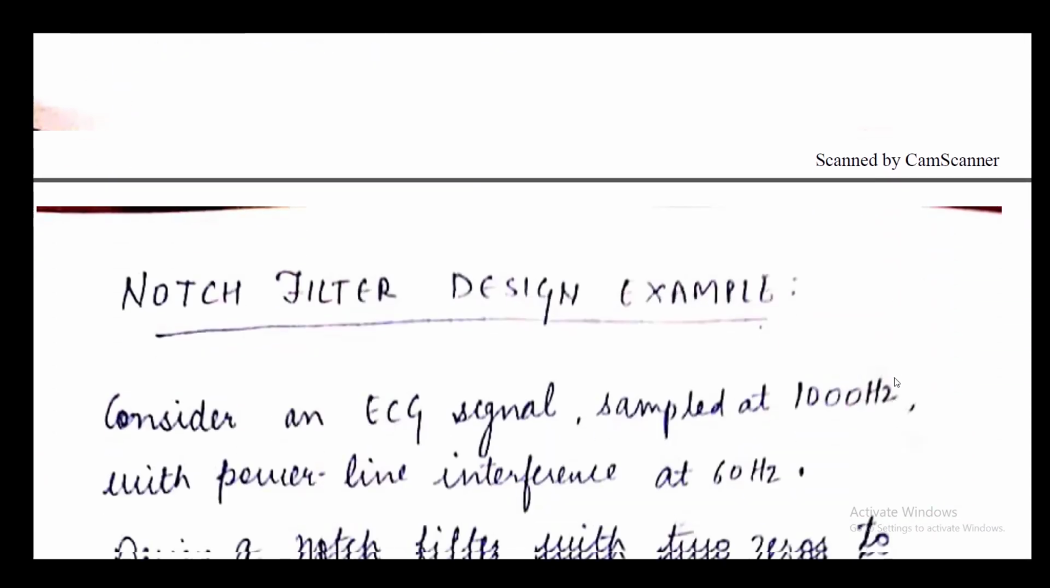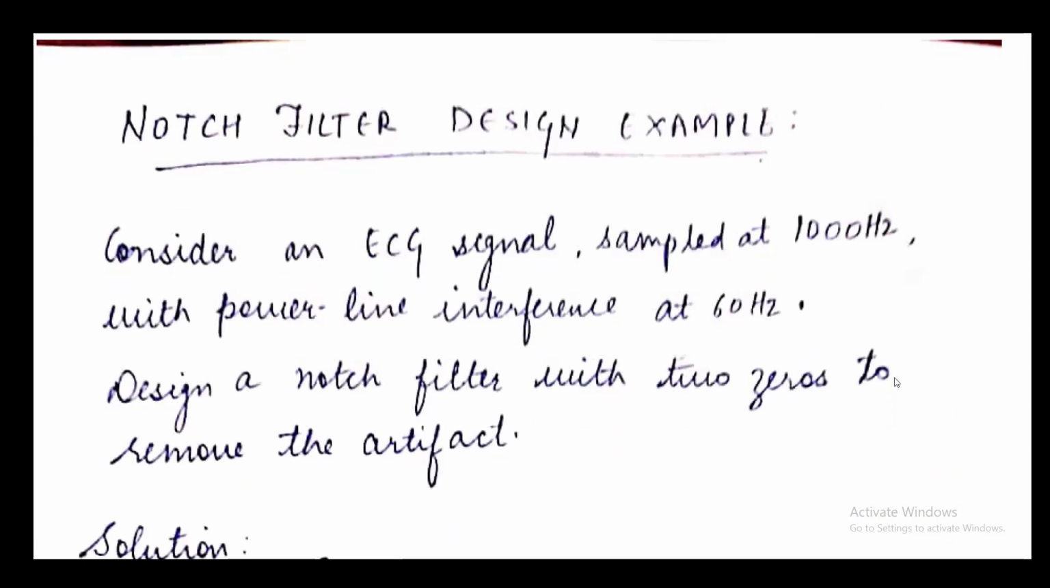Now let's see one example of notch filter design. For that, consider an ECG signal which is sampled at 1000 Hertz and has power line interference, or power line artifact, at 60 Hertz, because we know that the power line frequency is 60 Hertz. So we are assuming that this particular ECG signal has power line interference at 60 Hertz.